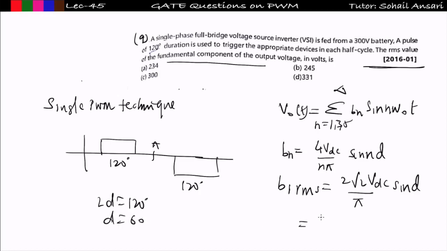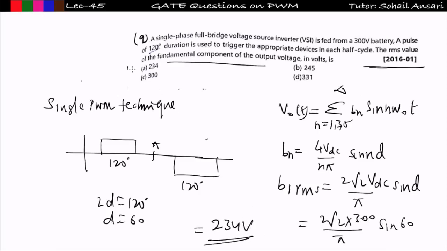So B1 RMS will be equal to 2 root 2 multiplied by VDC. What is the value of VDC here? That is 300 volt, upon pi into sin 60. So it will be equal to 233.9, that is equal to 234 volt. Okay, so option A is correct.